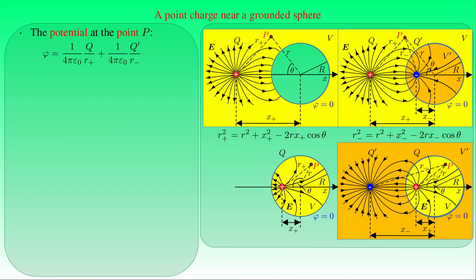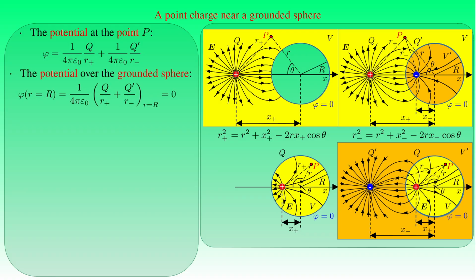Now we apply the condition stating that the potential phi over the surface of the sphere must vanish, that is, the sum of the two fractions is equal to 0 when it is evaluated at the points for which the distance r is equal to the radius R of the sphere. The condition reduces to the equation stating that q over r sub plus evaluated at the radius R is equal to q prime over r sub minus evaluated at the radius R.